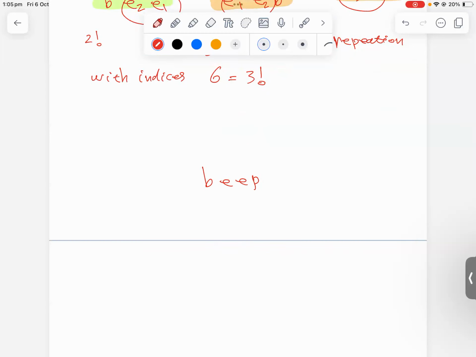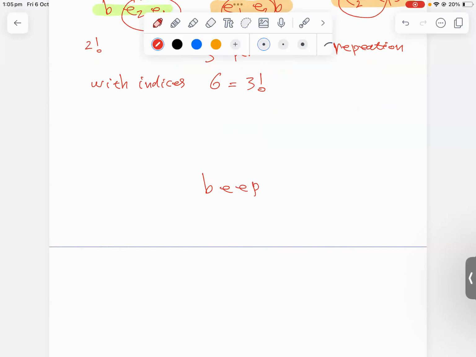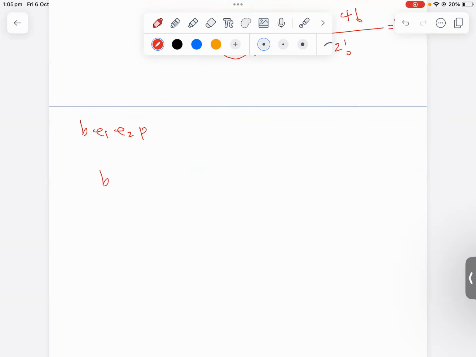So definitely the formula for permutation with repetition tells us 4 factorial over 2 factorial, where the 2 factorial comes from the repeated E's, so the answer will be 12. But let's see what is actually going on here. So the algorithm for listing the permutations: let's give indices. If I fix B, I know that 4 factorial means it will be 24 of them.